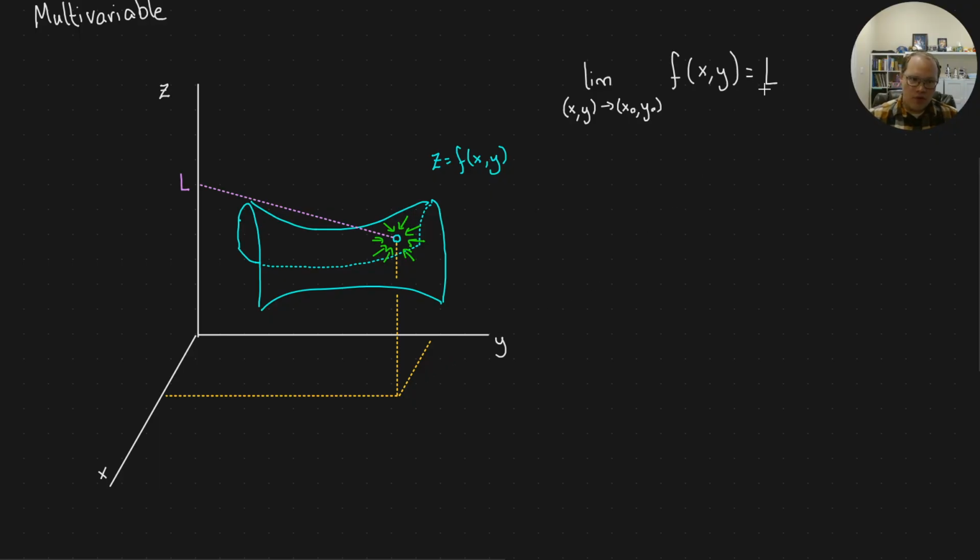So in order for the full limit to exist, in order for the limit to be L, I have to approach L no matter how I approach this point. No matter how x and y approach x naught, y naught.